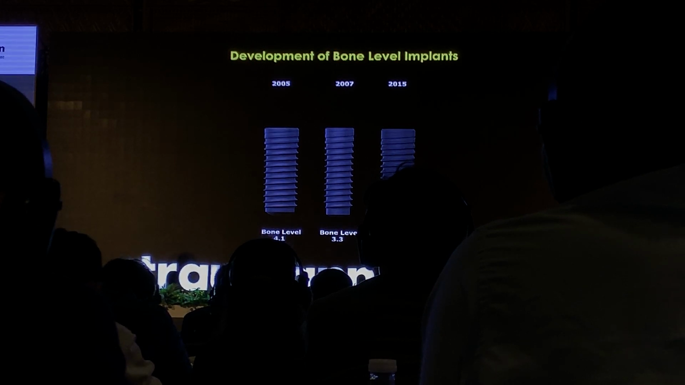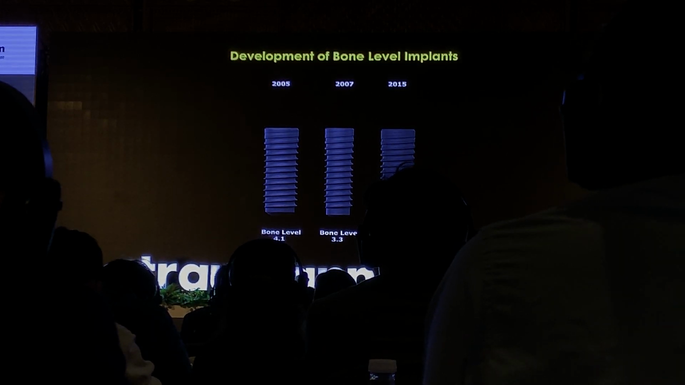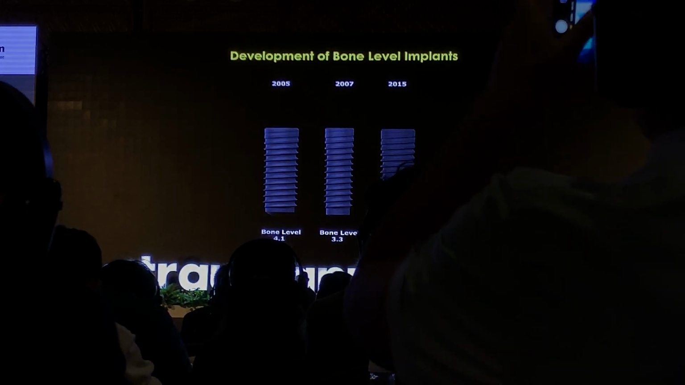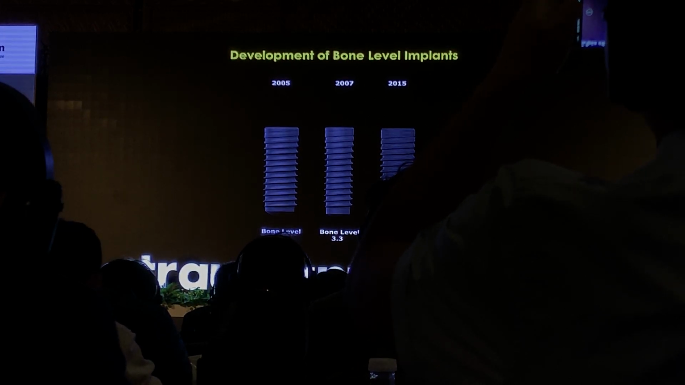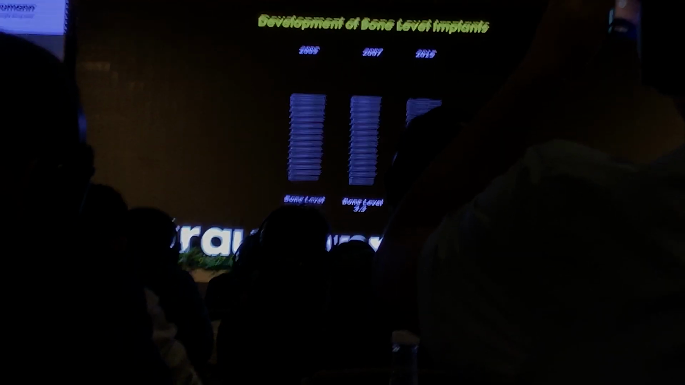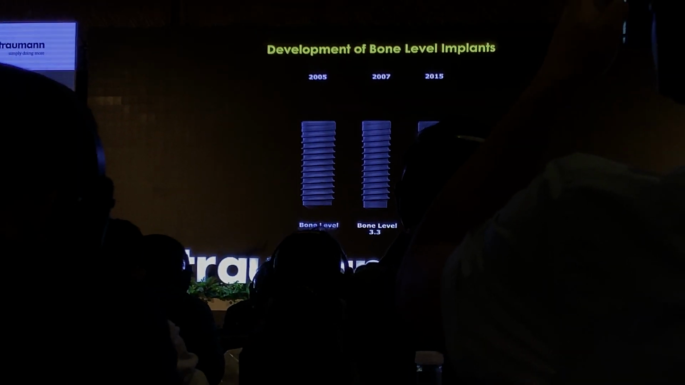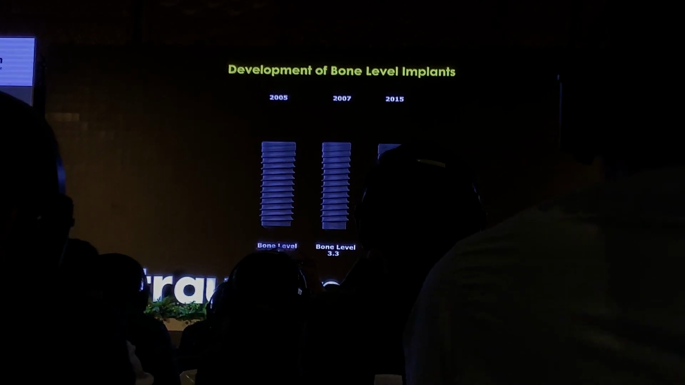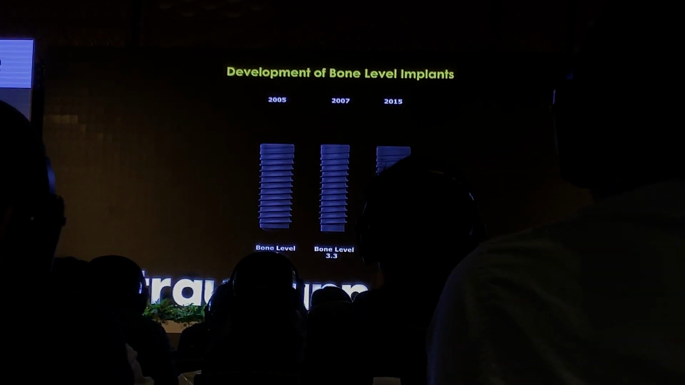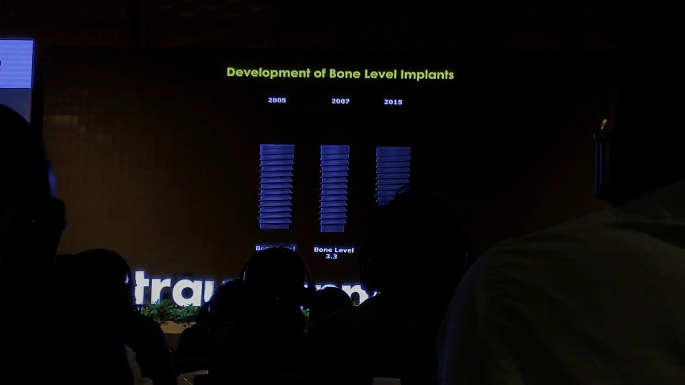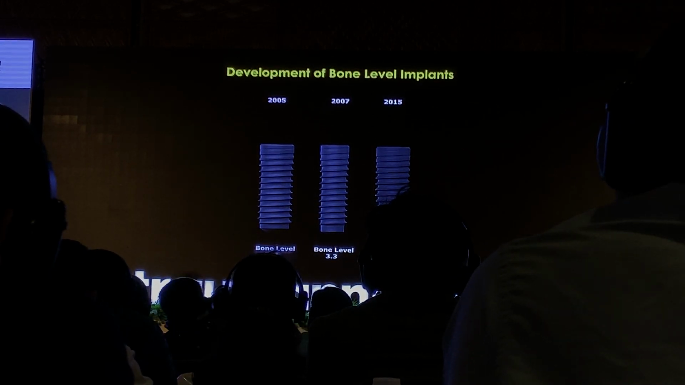And then of course you have the bone level line. The first bone level came out in 2008. We started to use them in 2005. Standard diameter, 3.3 millimeter, then bone level tapered. And now you might have heard that at IDS in Cologne 2 weeks ago, the BLX implant was launched, which is another bone level type implant.